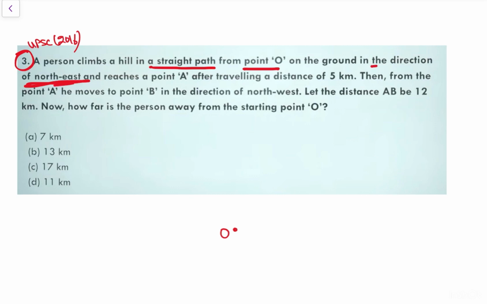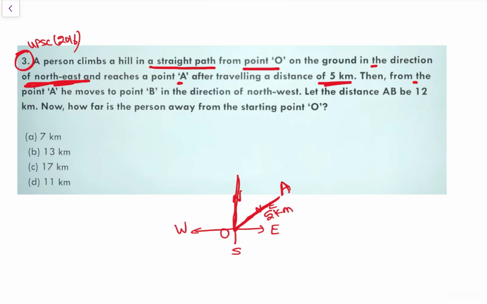अब देखो northeast में जा रहा है वो. Northeast is what? See, draw a diagram. North, south, east and west. So person is on a straight line in northeast direction. So northeast is here, right? 45 degrees का, ठीक है, and reaches a point A after traveling a distance of 5 kilometers. So he traveled for 5 kilometers and reached a point A.